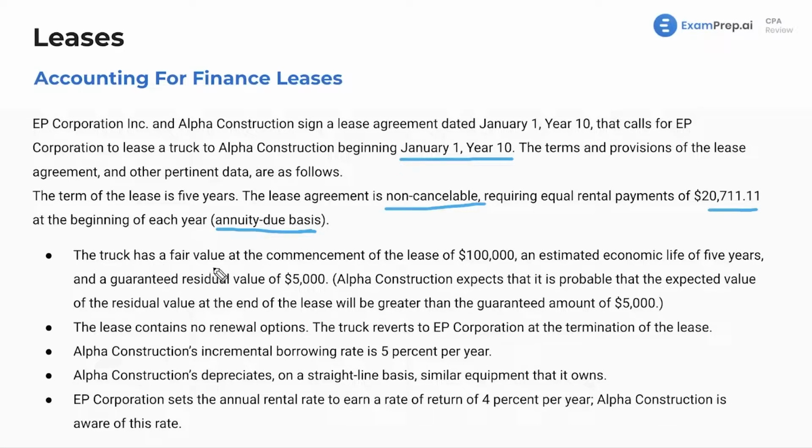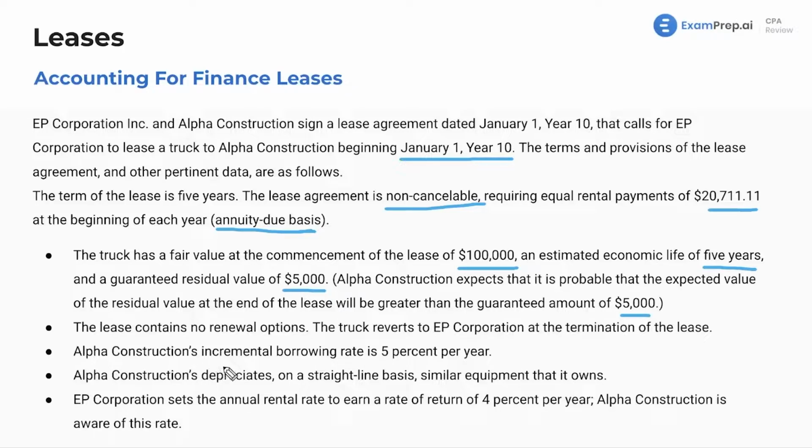The truck has a fair value at the commencement of the lease of $100,000, estimated economic life of 5 years, guaranteed residual value of $5,000. Alpha Construction expects that it is probable that the expected value of the residual value at the end of the lease will be greater than the guaranteed amount of $5,000. So salvage value is $5,000. We expect that the salvage value will actually be greater than $5,000. The lease has no renewal options. The truck reverts to EP Corporation at the termination of the lease.